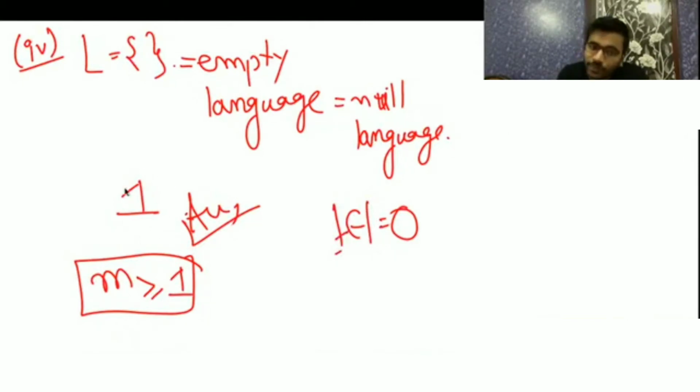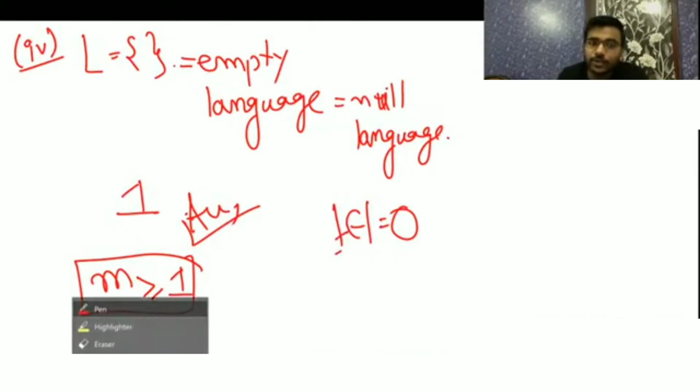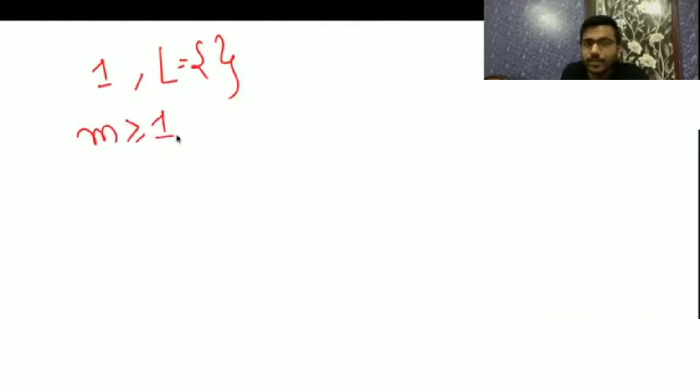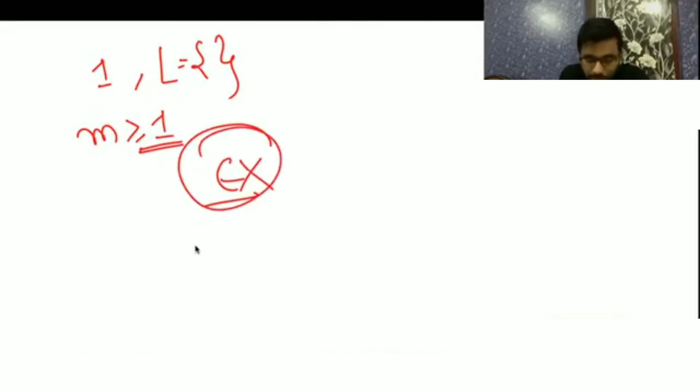Since minimum pumping length is going to be 1, that's why the answer is 1. Because the minimum pumping length should always be greater than or equal to 1, and here there is no epsilon. This language is not having epsilon. It is an empty language.